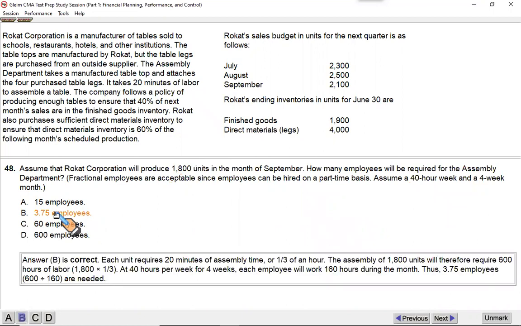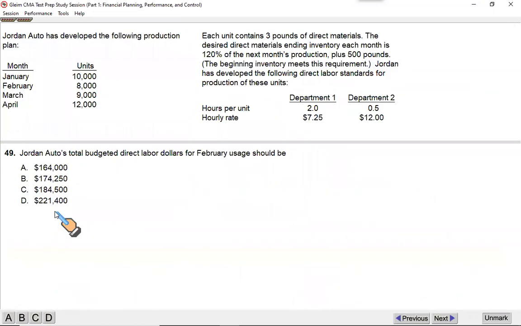Next, we have question 49. Now, what if we have to calculate the direct labor dollars, the direct labor cost? Jordan Autos has developed the following production plan for the months of Jan, Feb, March, and April. Each unit contains 3 pounds of direct material. We are not interested in material, or the direct material ending inventory. We are just interested in the labor cost.